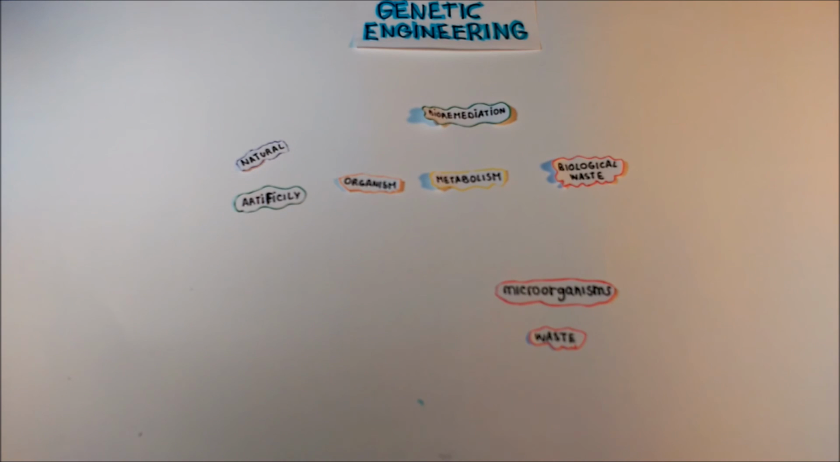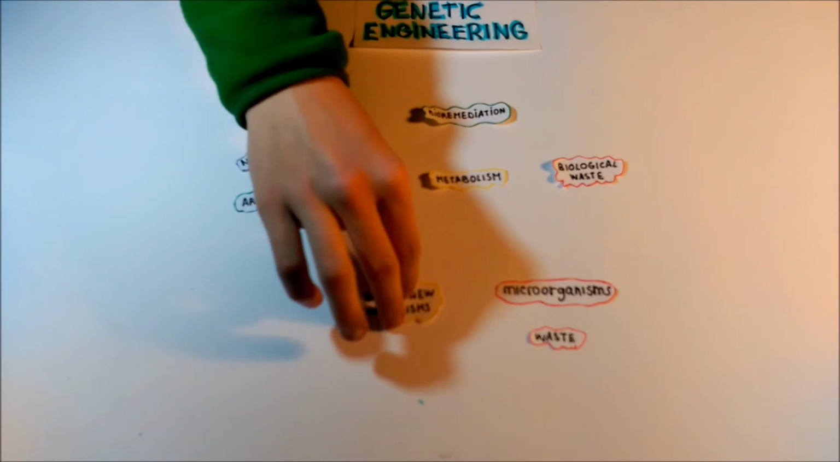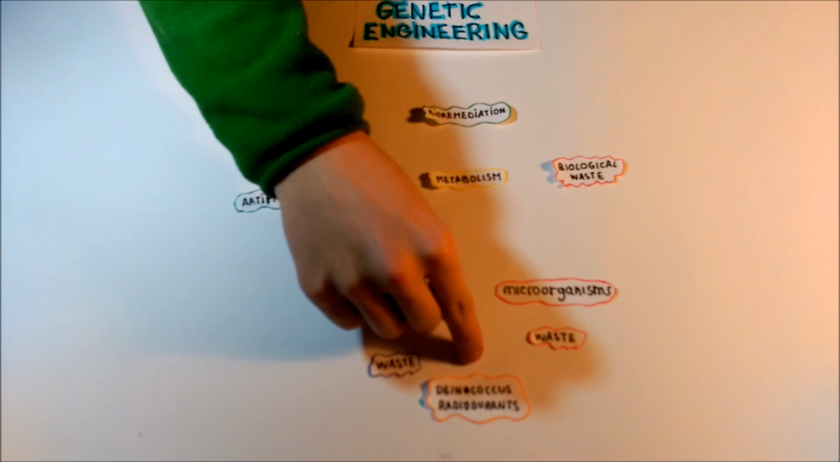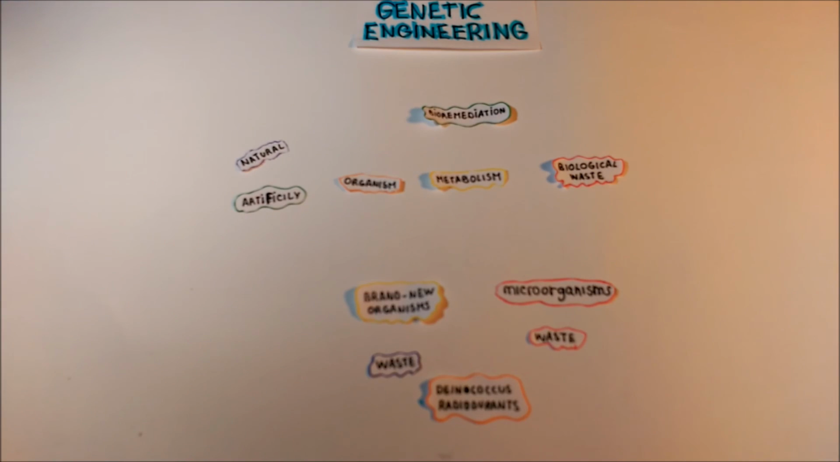There are two ways in which genetic engineering can help this process: by modifying pre-existing microorganisms to make them absorb that waste and digest it, or by designing brand new organisms to absorb the waste. An example of this is Deinococcus radiodurans, a microorganism which eats radiation.